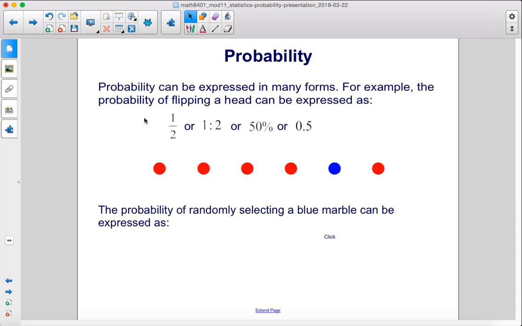Probability can be expressed in many forms. For example, the probability of flipping a head can be expressed as 1 over 2 or 1 to 2 or 50% or 0.5. Here, the probability of randomly selecting a blue marble can be expressed as 1 over 6, because there's one favorable outcome, 1 out of 1, 2, 3, 4, 5, 6 possible outcomes. So 1 over 6, or 16.7%, or 1 to 6, or 0.167.